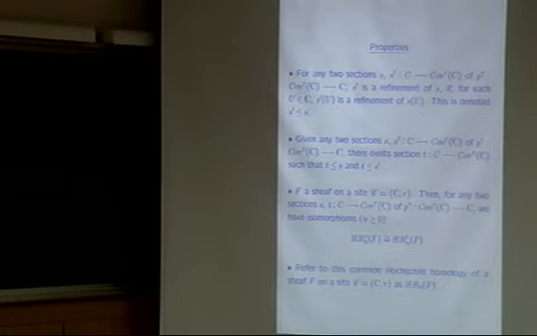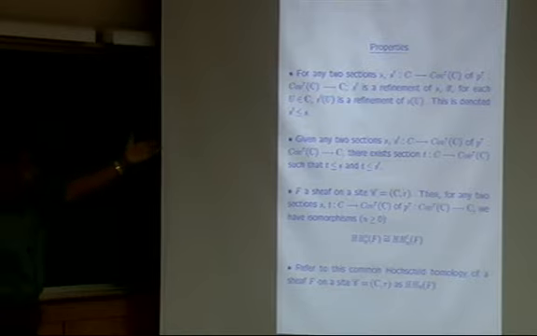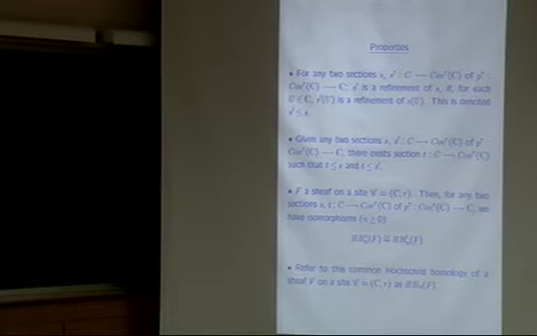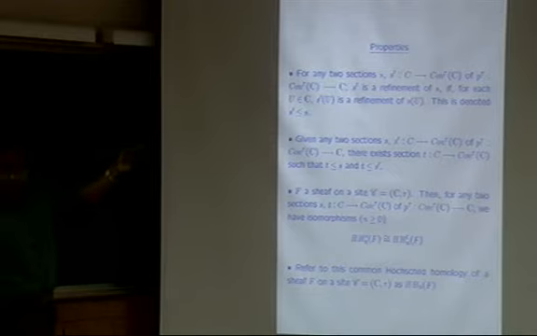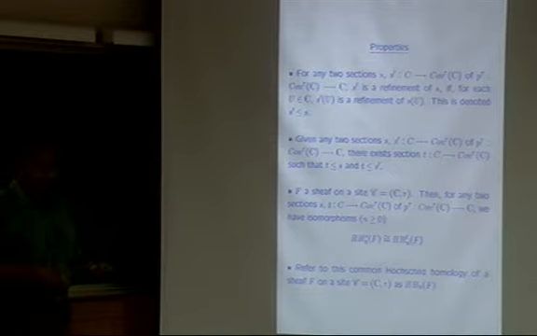So for any two sections S and S prime of this functor p tau from Cov tau C to C, S prime we will say is a refinement of S if each S prime U is a refinement of S U. So S is a section of the coverings. So we will say that one section is a refinement of another section if at each point the cover obtained is a refinement of the other cover.